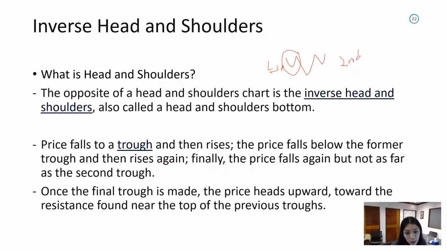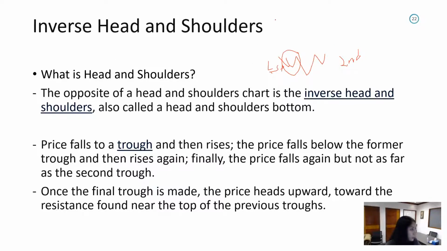But this pattern is also identified when the price action of a security meets the following characteristics. The price falls to a bottom, a very low peak, low price, and then rises. The price falls below the former one and then rises again. And the price falls again, but not as far as the first area over here. So once again, when the first inverse shoulder is made, the price heads upwards towards the resistance found near the top of the previous shoulder.